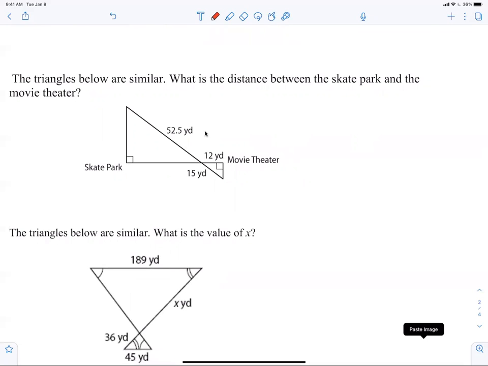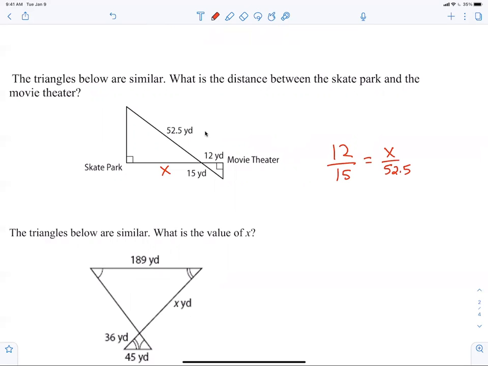So would you do 12 over 15? I like that a lot. 12 over 15 equals X over 52.5. I like that a lot. Cross multiply, divide.